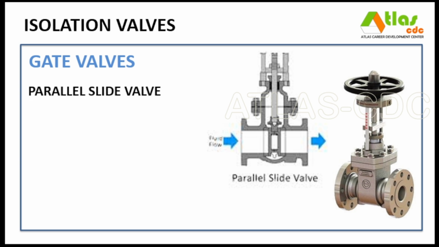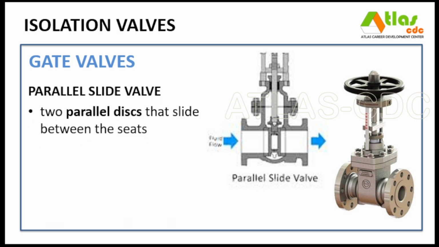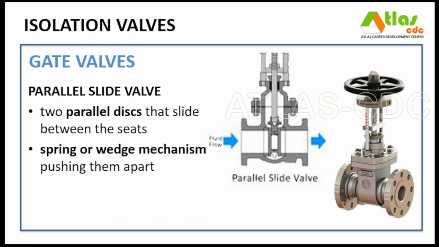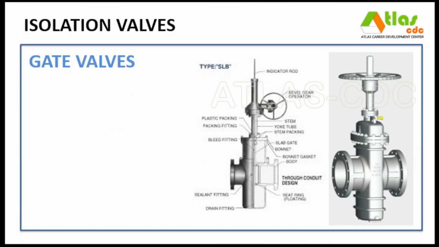A parallel slide gate valve uses two parallel discs that slide between the seats, with a spring or wedge mechanism pushing them apart to ensure sealing. Unlike traditional wedge gate valves, there is no wedging action, reducing friction during operation. Its function is to provide tight shutoff in on or off service, especially in high-temperature steam systems, as it allows thermal expansion without jamming. This valve is better for frequent cycling and systems prone to thermal stress, though it is bulkier and requires more space.